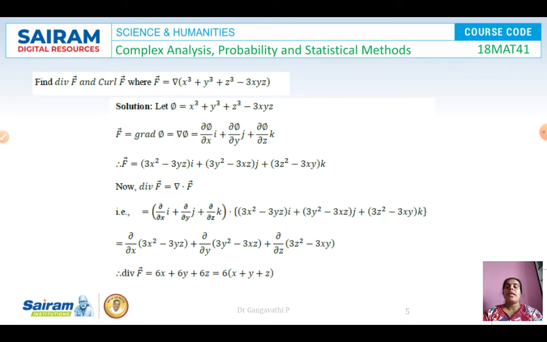So now let us see another example. Find divergence f, curl f, where vector f has been given as del of x cube plus y cube plus z cube minus 3xyz.